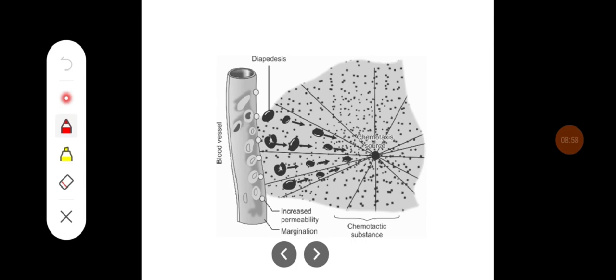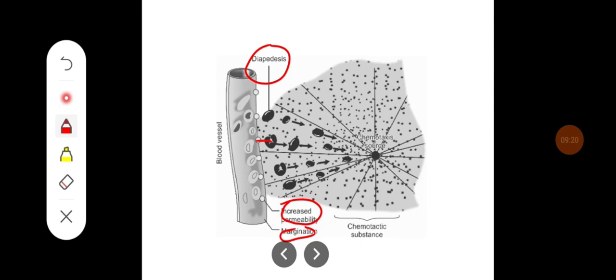This diagram shows the different phases of phagocytosis. Initially there will be margination of the neutrophilic cells, and then there will be an increase in capillary permeability, because of which the neutrophils squeeze through the capillary membrane, the process called diapedesis.